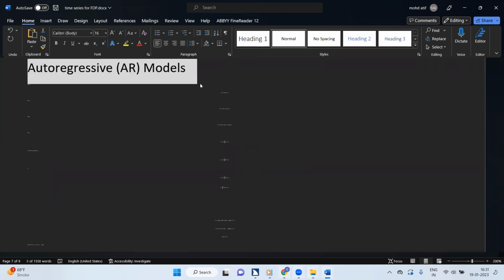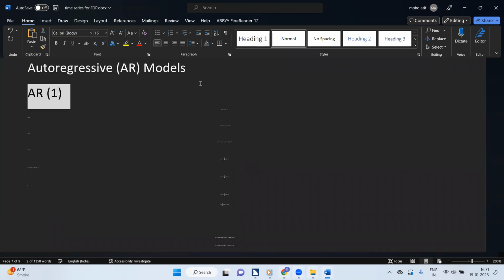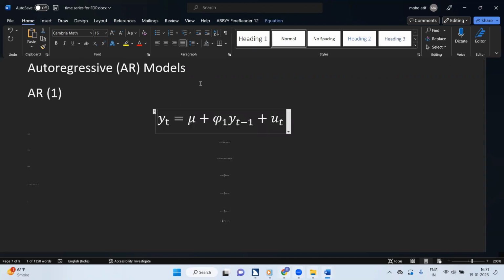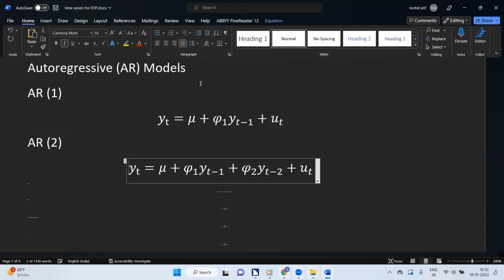Then the second class is autoregressive models. So what is an AR(1) model? The name itself suggests autoregressive, meaning Y depends on its past values. So Yt equals mu plus phi Yt minus 1 plus Ut. Yt minus 1 is the past value of Y, and phi is how important the past value is for today, Yt. Similarly, we can have a model of order 2: phi 1 Yt minus 1 plus phi 2 Yt minus 2 plus Ut. This is of order 2, meaning the previous 2 days' information is important.